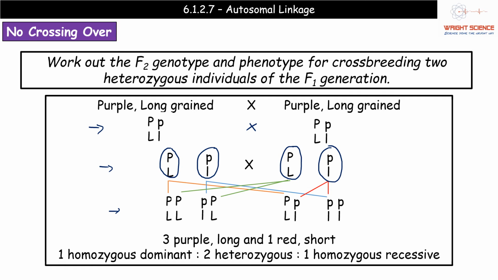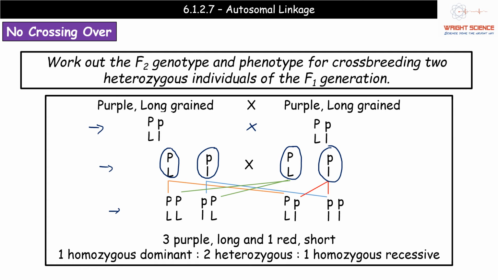So when we then look at the potential phenotypes that we get, this first one that we have on the far left hand side, we've got two capital P's, two capital L's. That's going to be a purple, long-grained plant. The next one along has one capital and one lowercase for each of those characteristics. Therefore, it's going to be purple and long-grained again. Same for the third one, therefore purple and long-grained. And then finally, we've got two lowercase p's, two lowercase l's, therefore it's going to be red and short-grained pollen. So we actually end up with this final ratio of 3 purple long-grained plants to 1 red short-grained plant.